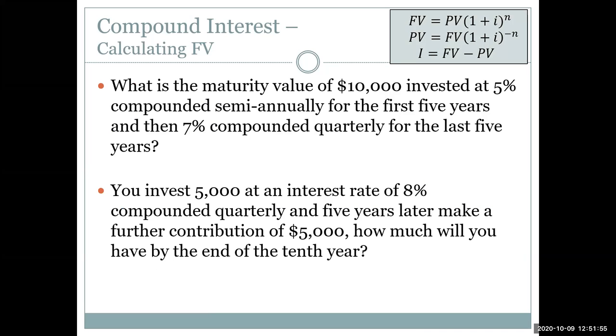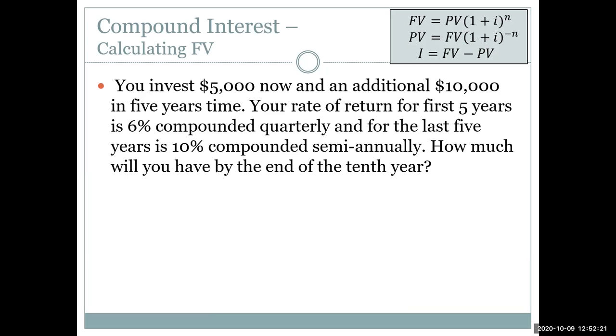Now I do have a couple of other questions here. You can see that these are going to be calculating the maturity value, which means the future value for a particular situation. Then we have 5,000 at an interest rate of 8% quarterly, and 5 years later we make more contributions. How much are we going to have? These questions we'll try together in class next week. Same thing for this one, investing the 5,000, etc. What's going to happen? How much will we have by the end of the 10th year? We will do that in class together next week.